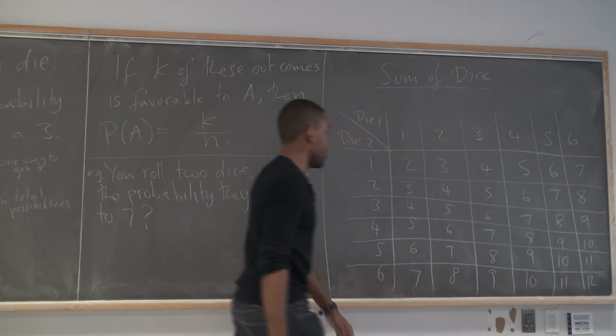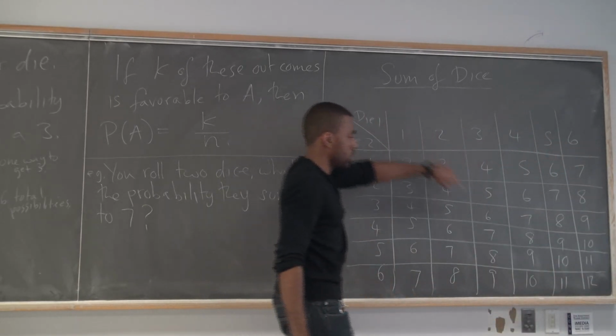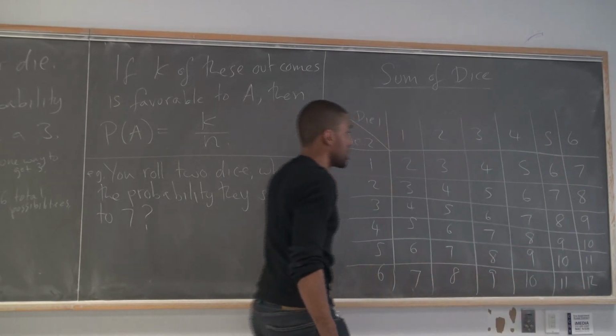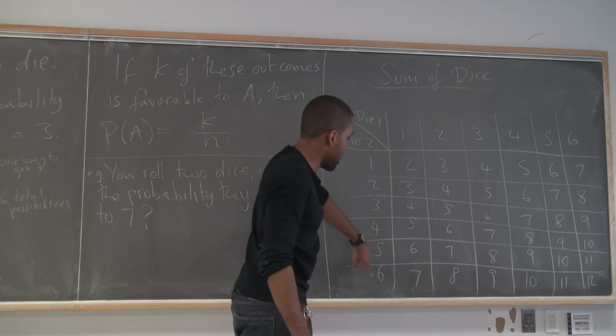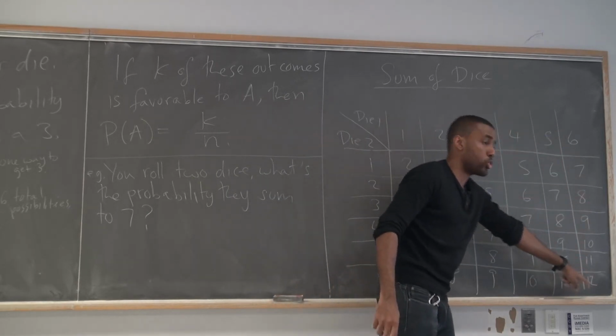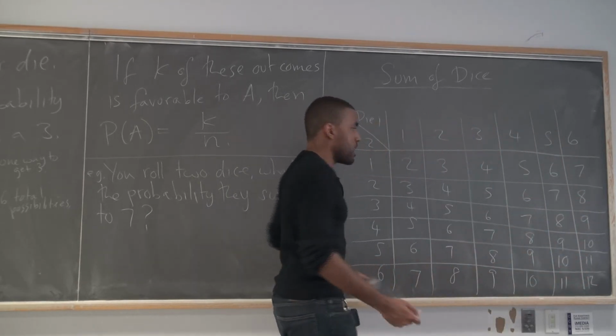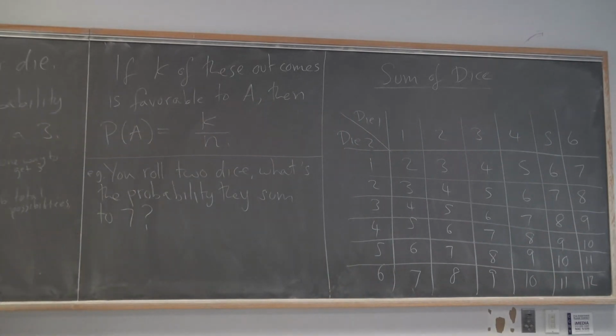So I can have a sum anywhere from 2 all the way up to 12, which is the maximum sum I can get. The minimum is if I roll 2 1s, I get a 2. The maximum is if I roll 2 6s, I get a 12. Now I want to figure out, if I roll these dice, how likely am I to get a 7?